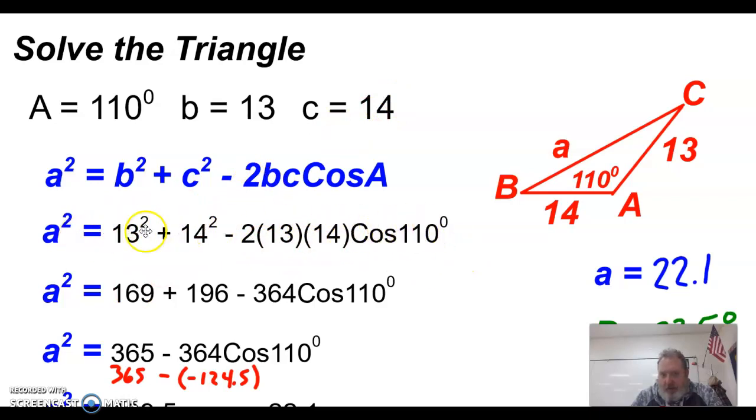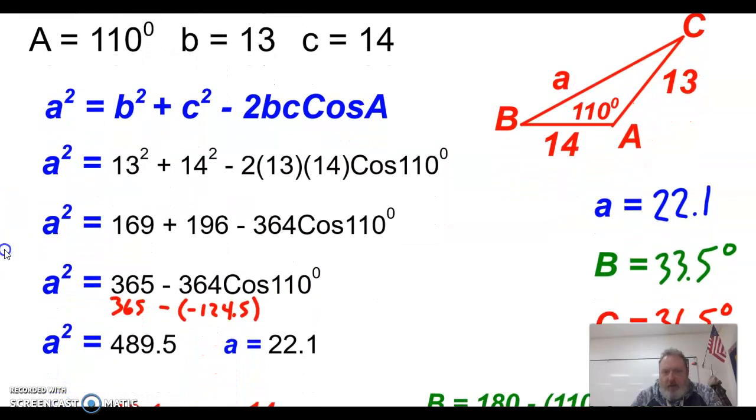So this is all plug and chug right here. I use my calculator to simplify this down here. So we got 13 squared, 14 squared, take this product here. When I take 364 times the cosine of 110, I get this decimal. I am subtracting a negative, so I actually end up adding. So A squared is 49.5. I'm going to take that square root, and side A is 22.1. So now I have all three sides.